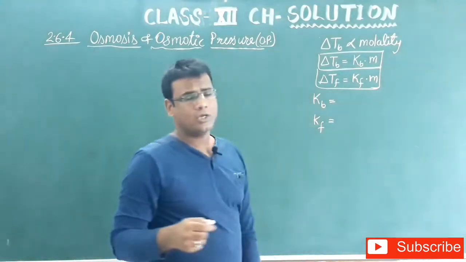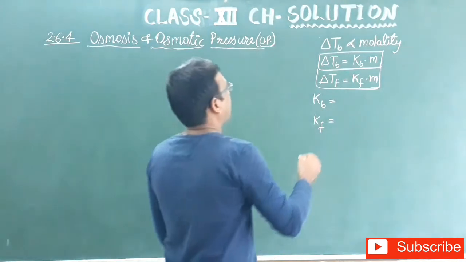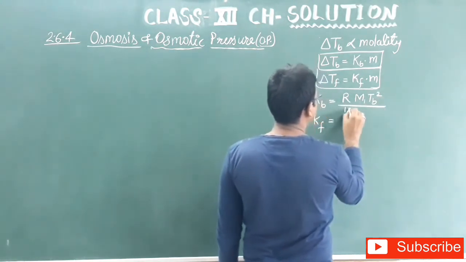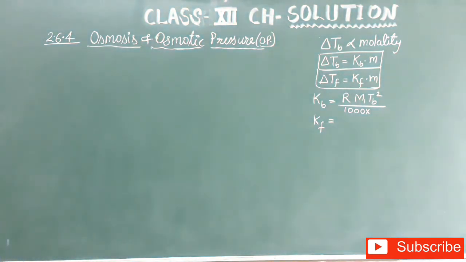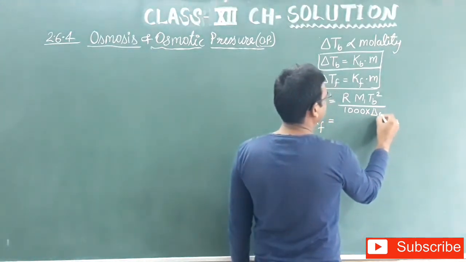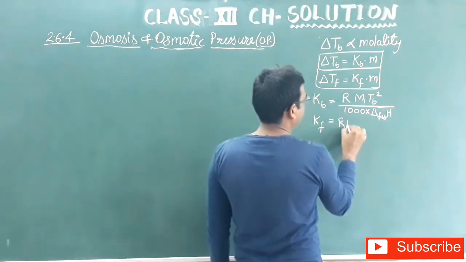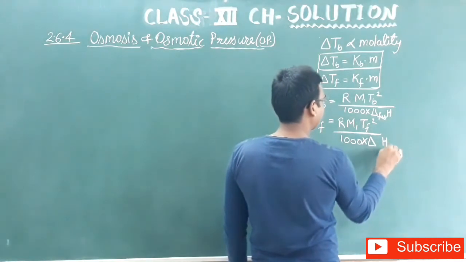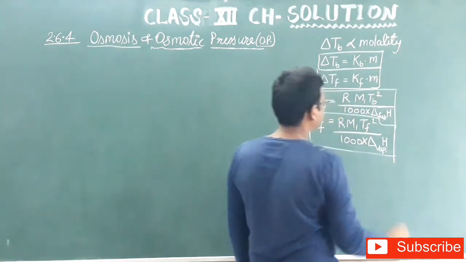For Kb, the ebullioscopic constant, the first formula is R M1 TB square upon 1000 into enthalpy of vaporization. In the same way, Kf equals R M1 TF square upon 1000 into enthalpy of fusion. These are the two expressions for the calculations of Kb and Kf, given without any derivation, so prepare them as they are.